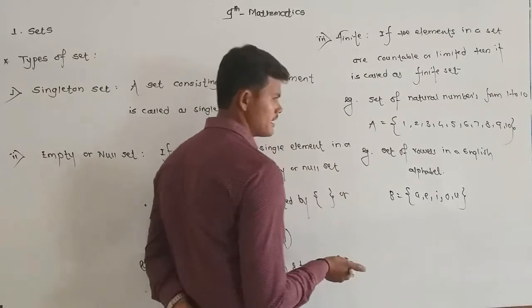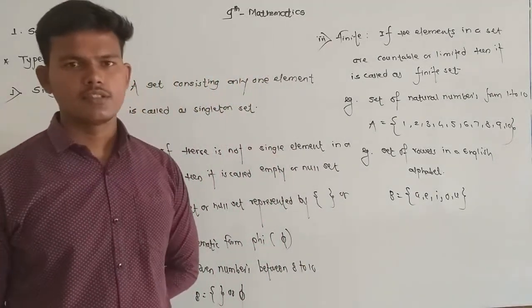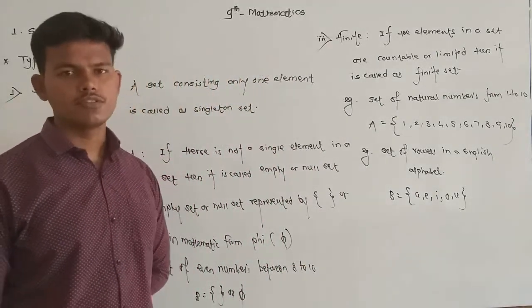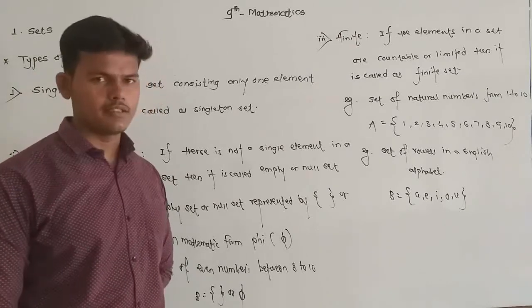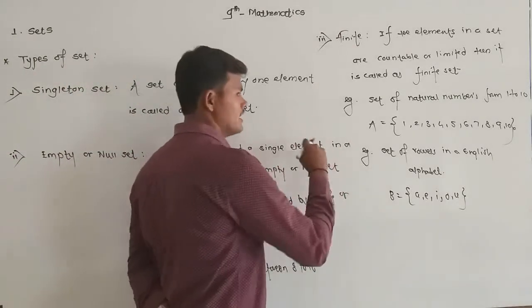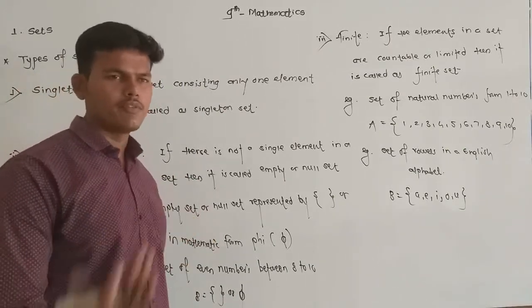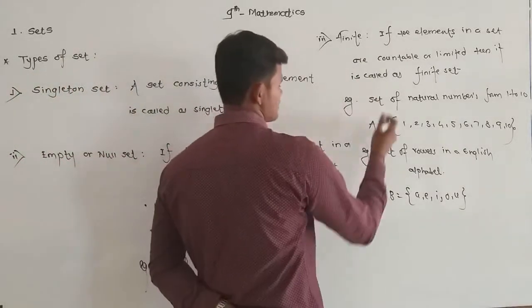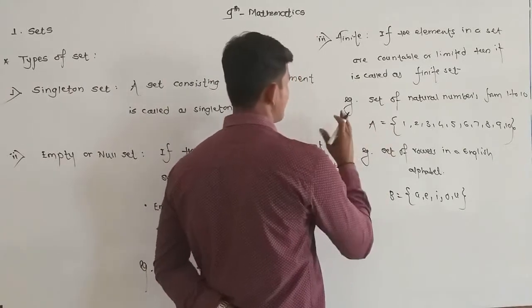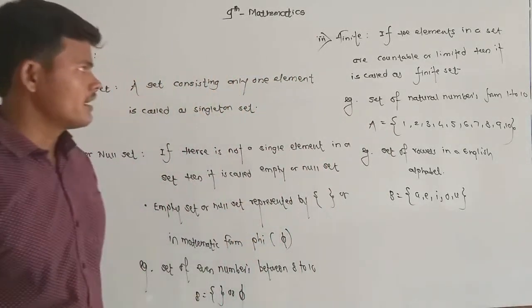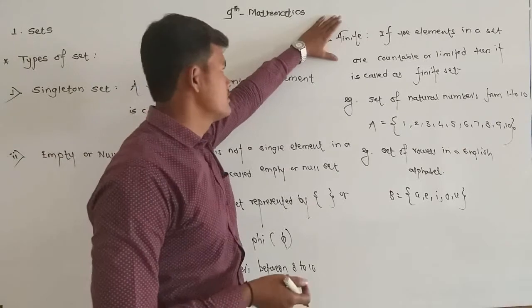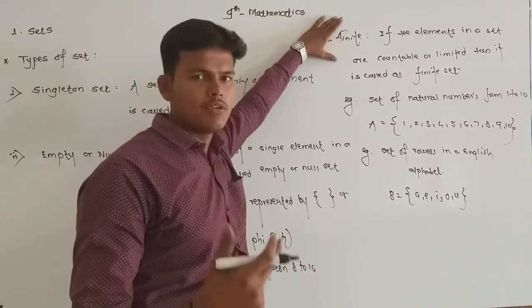Another example is the set of consonants in the English alphabet. There are 21 consonants in the English alphabet, so this is also an example of a finite set. Set of odd numbers between 10 to 20. Set of prime numbers between 1 to 50. There are infinite examples for a finite set. So finite set means what? Again I repeat, finite means the elements in a set are countable or limited.